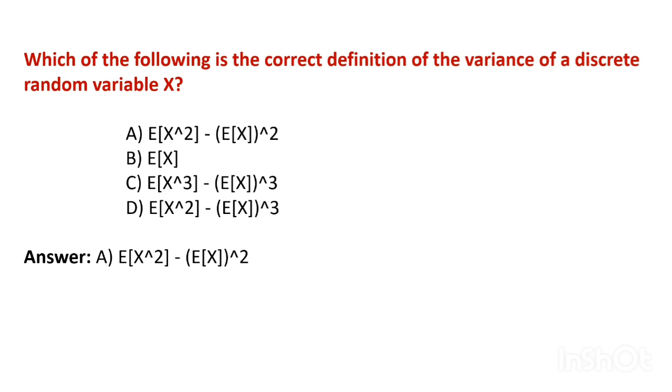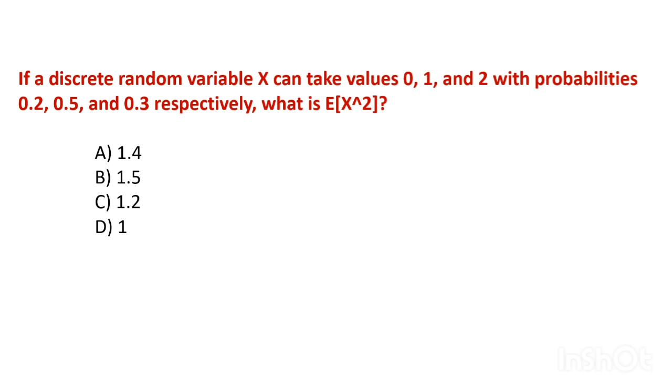Generally, it is simply estimated by expectation of x square minus expectation of x whole square. If a discrete random variable x can take values 0, 1 and 2 with probabilities 0.2, 0.5, 0.3 respectively, what is expectation of x square?